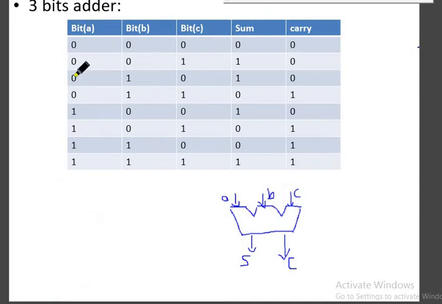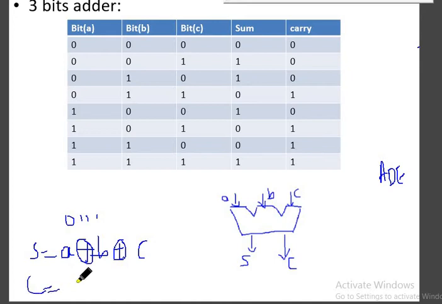Now, based upon different cases, let us take some examples and try to explain. You all studied this in your ADE lab, one of the experiments, the 3-bit adder. So what was the equation we derived? I think I remember, it is A XOR B XOR C, and for carry we derived AB plus BC plus AC. This is the equation we derived, okay, for the 3-bit adder.